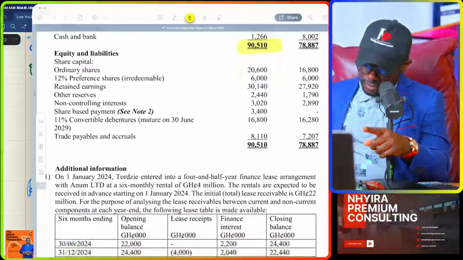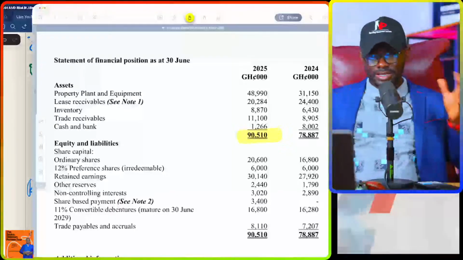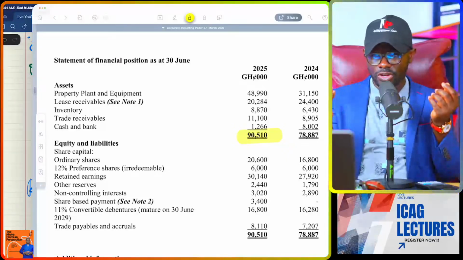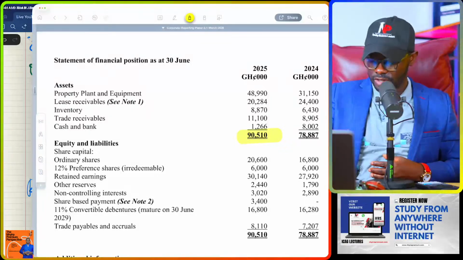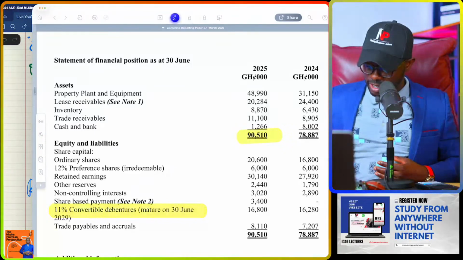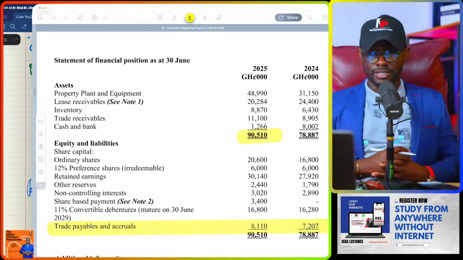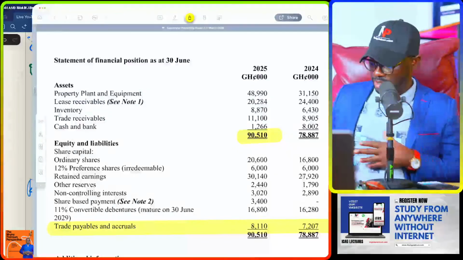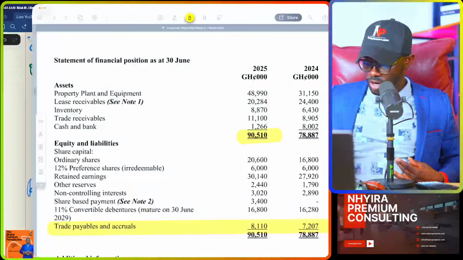Then let's look for current liabilities. You know, in this question, the statement of financial position, things were just bundled over. So you have to be mindful to know which one is current, which one is non-current based on the styling and context of the question. And so if we look at it in respect of this, we will say that certainly the convertible debenture is a long-term debt. So the trade payables and accrual will be current liabilities. Right? Trade payables and accrual will be current liabilities. So that is 90,510 minus 8,110.